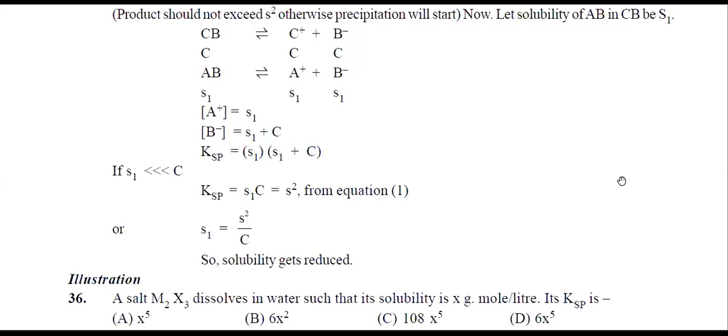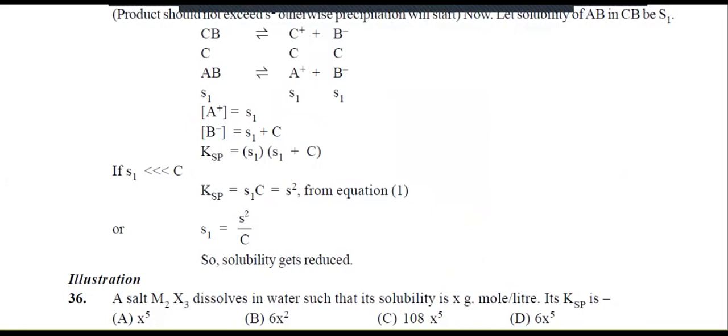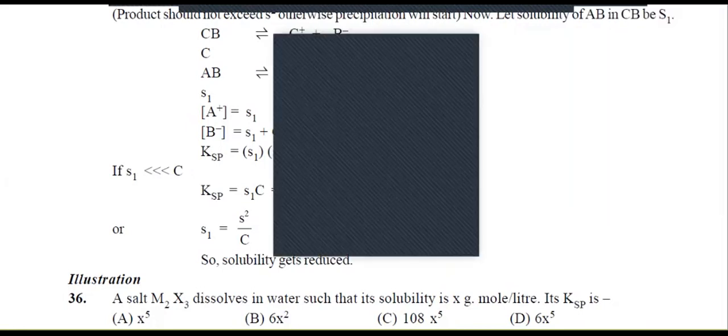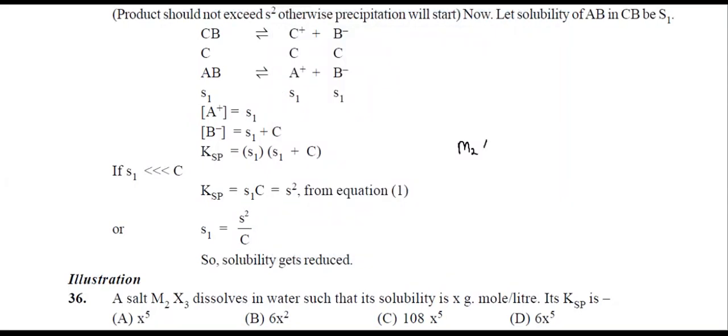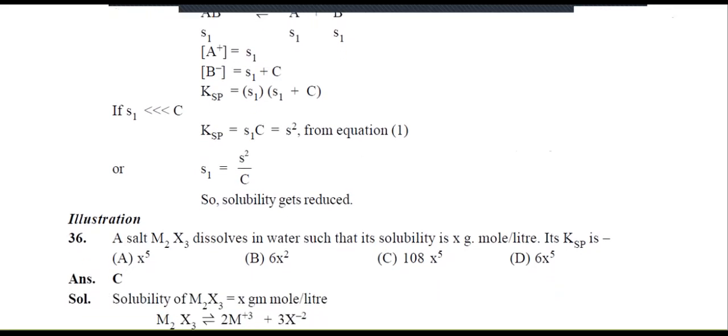Yes, very good. Everyone, tell me. Yes, Anisha, very good. Correct answer, Anisha. Just think about this step by step. Yes, Meet, very good, correct. So M2X3 will give you what? 2M 3 plus and 3X 2 minus. So 2s and 3s. But it is given that the solubility of M2X3 dissolved in water is x gram per mole. It's given, right? Then easy. Yes, Vivek, very good. It's very easy. So the answer is C, right?